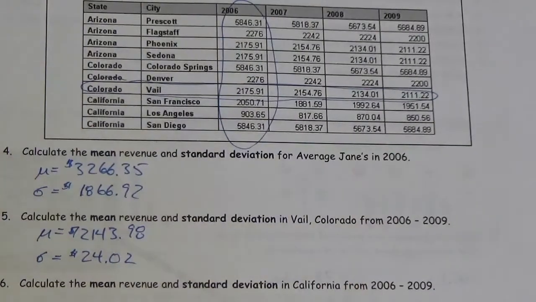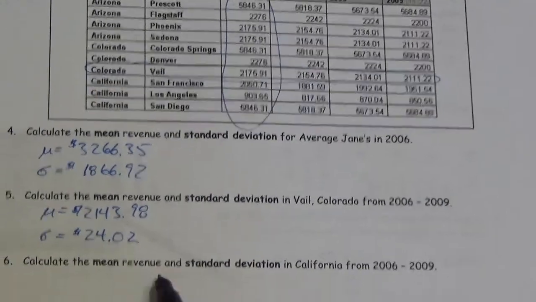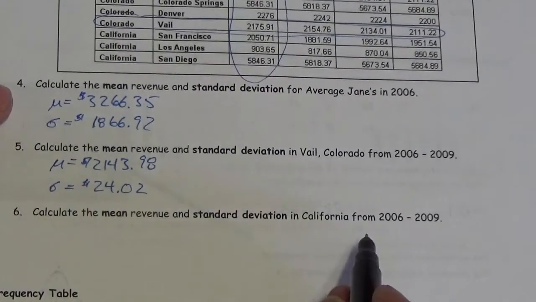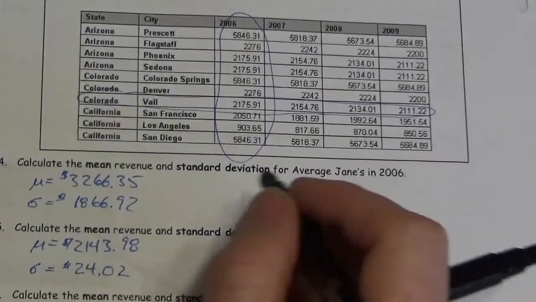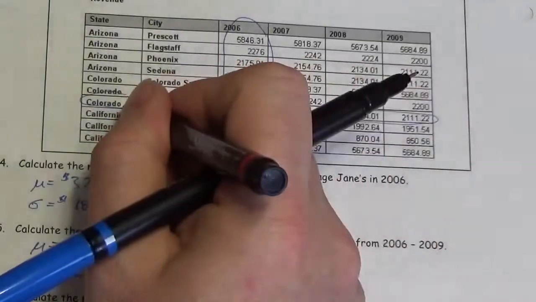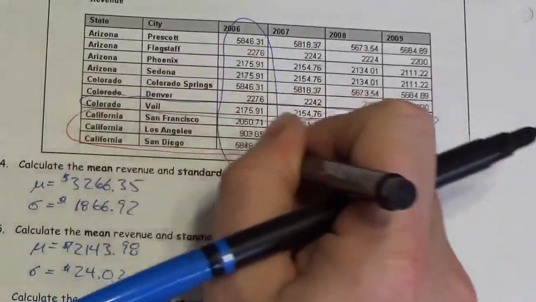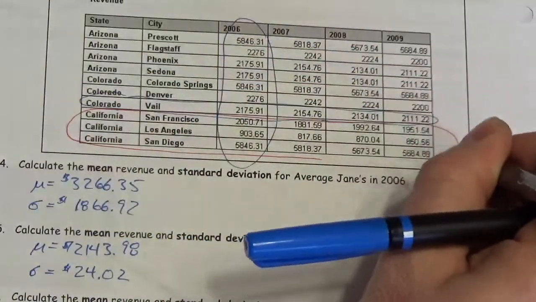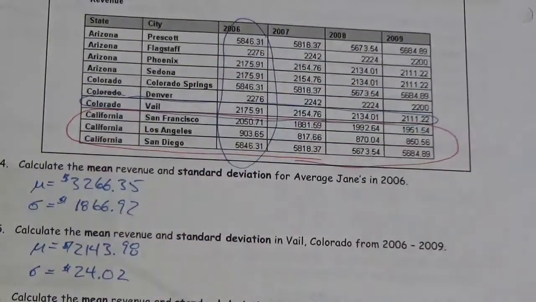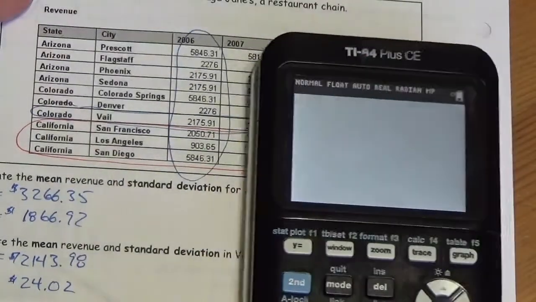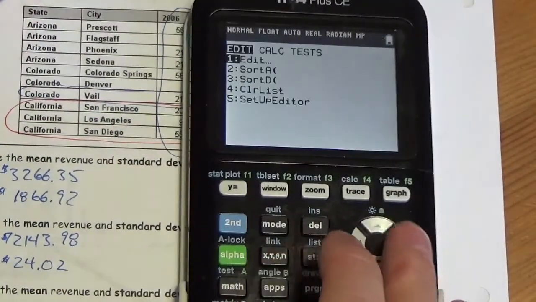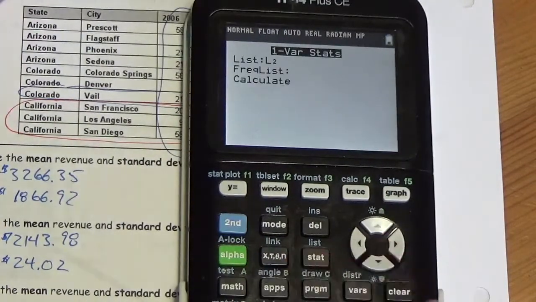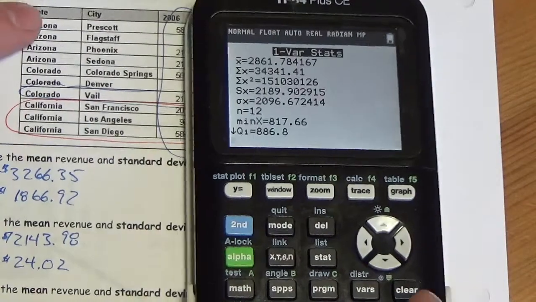Wonderful. And now it's hard to see with my blue here, so I'll use red for this one. Calculate the mean and standard deviation in California from 2006 to 2009. Okay, California, so I got to look at the state here. So that means that is going to be all of this data down here. And that, just like before, I have already entered into the calculator. So again, stat, calc. This time it's in list 3, so I'll press second 3, enter, enter, enter on calculate.